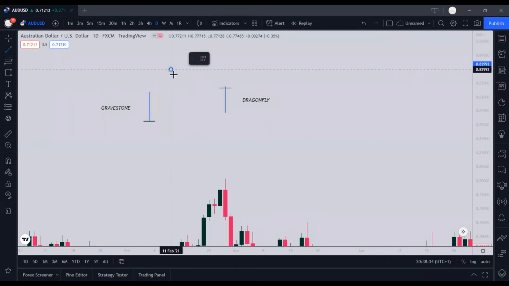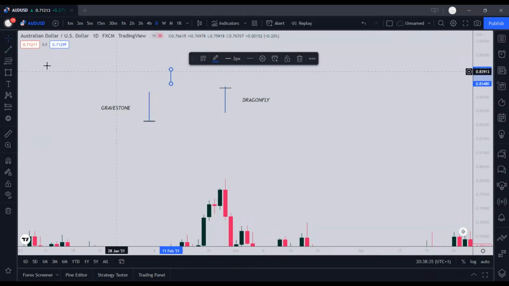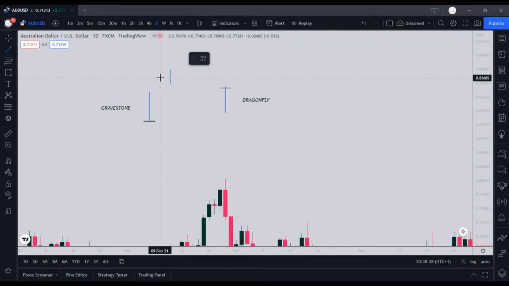Like what we have first. So this is called the indecision. This is called what? The indecision. This particular one represents indecision.